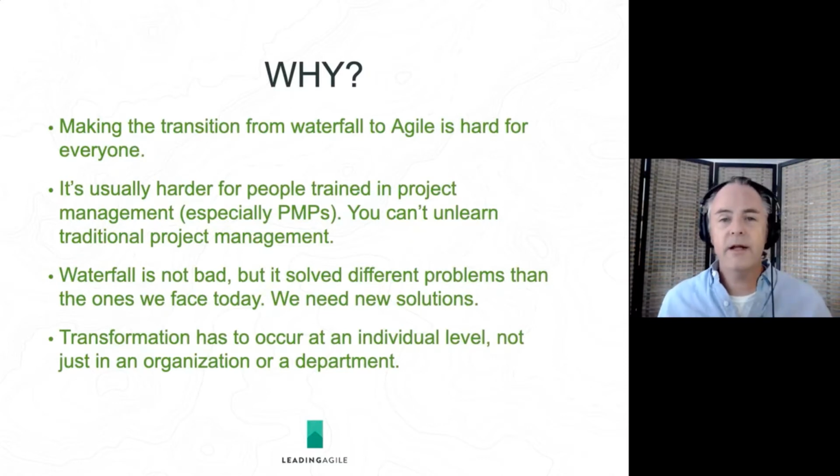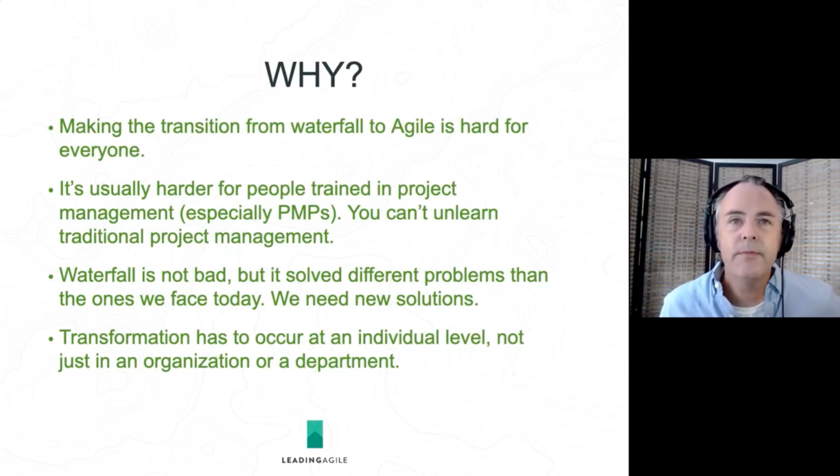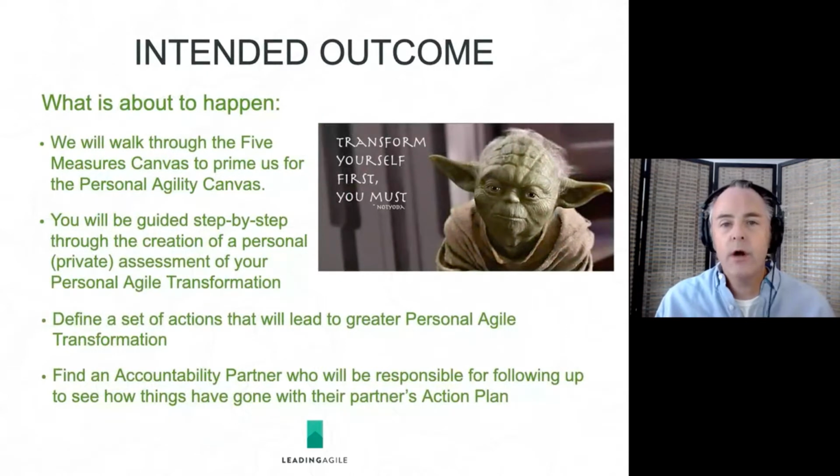And I have to relearn how to do everything, and that's really, really hard. So that's kind of where this tool came from. What we're going to do now is walk through something called the 5 Measures Canvas, a tool I built from the book, The Art of War. We're going to do that as a way to prime you for the conversation we're going to have about the Personal Agility Canvas and the exercise we're going to do there.